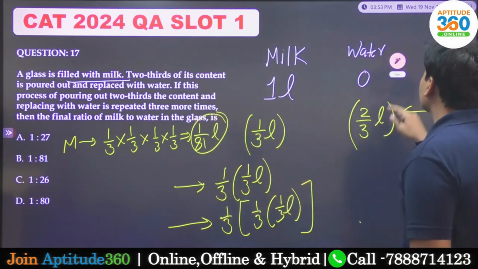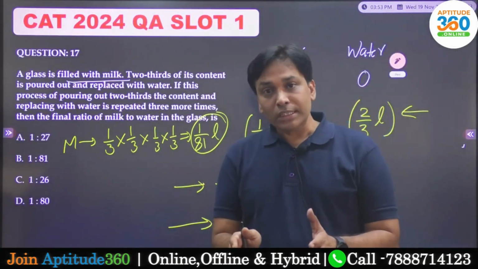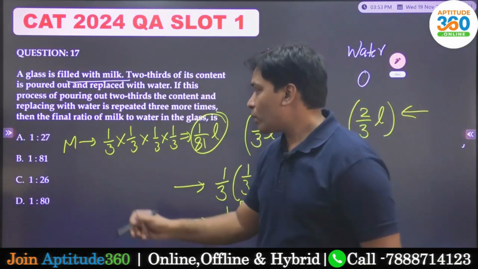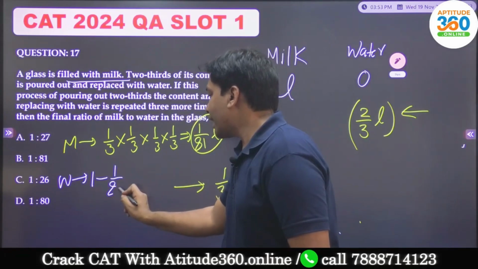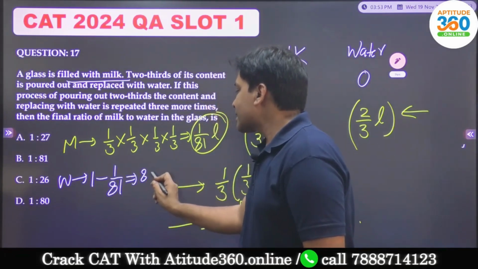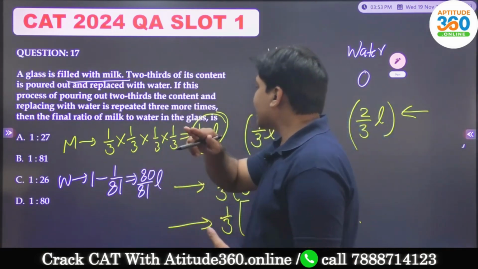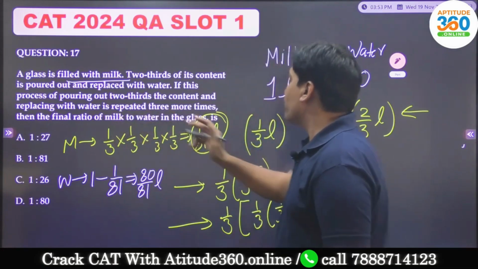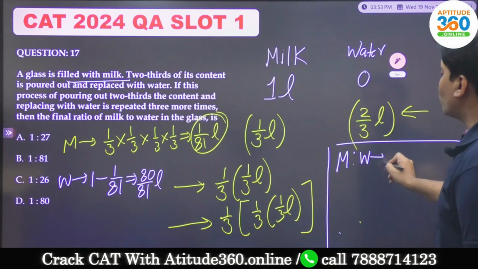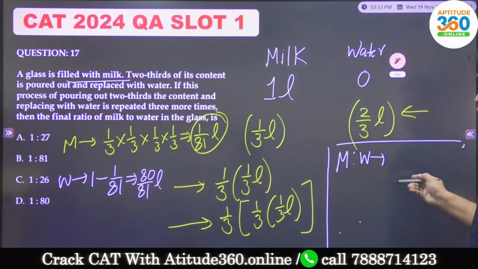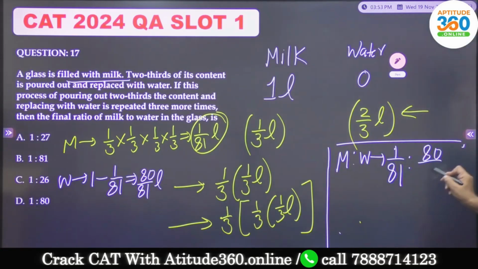Is this okay? And what is the total volume of the glass? It is 1 liter. So water is going to be 1 liter minus 1/81, and if you simplify this, it is 80/81 liters. Isn't it simple? And what are they asking in the problem? The final ratio of milk to water. How much milk is there? It is 1/81 is to 80/81.